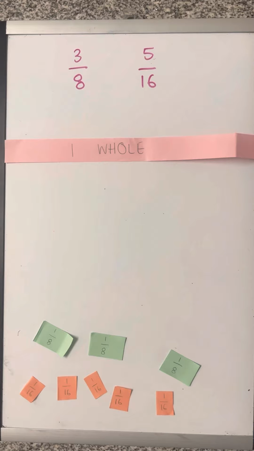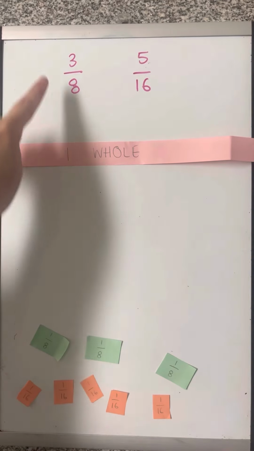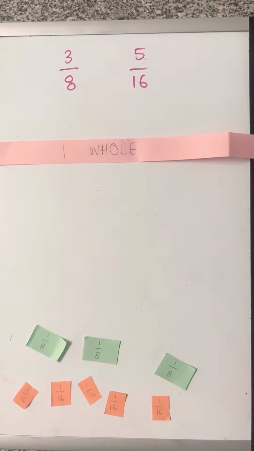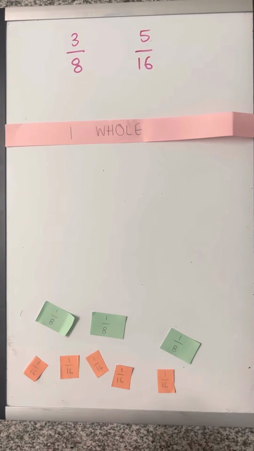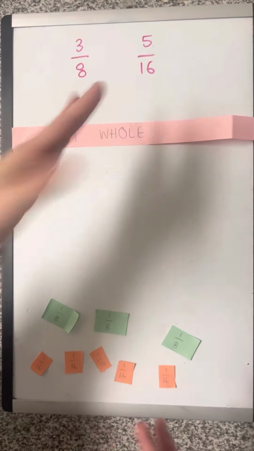So let's go ahead and get into number one. Number one gives us these two fractions that I have written here. It gives us 3/8 and 5/16, and it wants us to use physical models, that being fraction pieces, fraction bars, or fraction strips, to compare these two together.